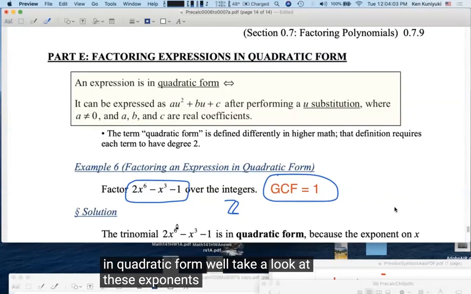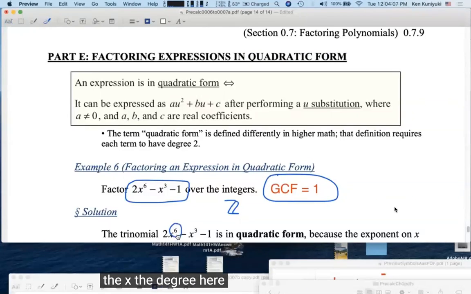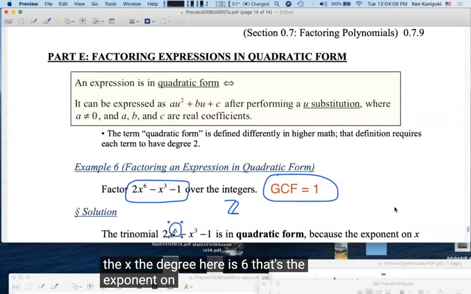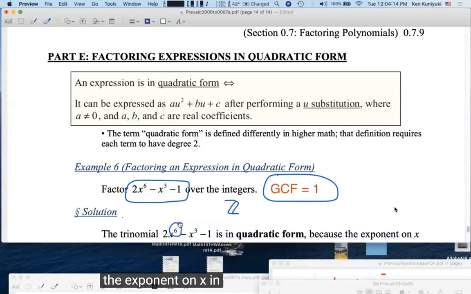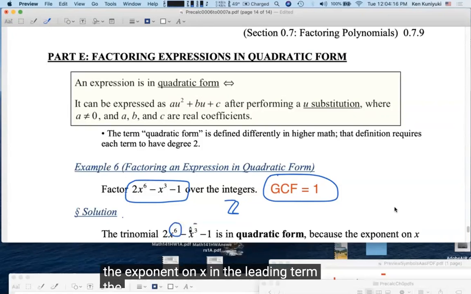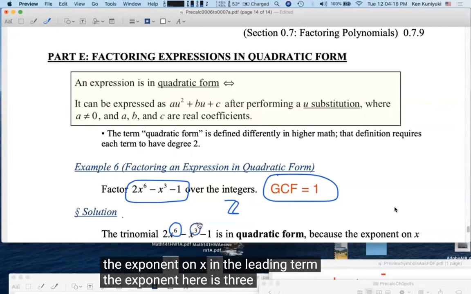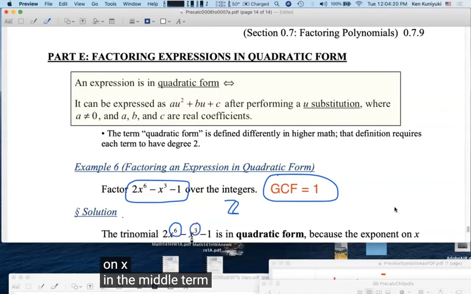Take a look at these exponents. The degree here is 6. That's the exponent on x in the leading term. The exponent here is 3. That's the exponent on x in the middle term, by power.